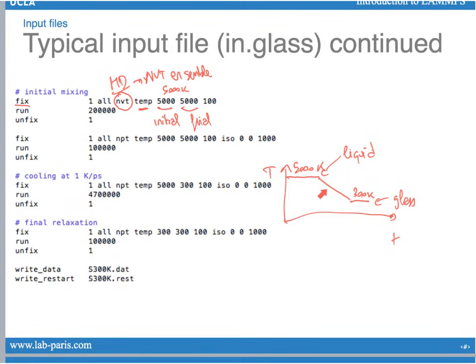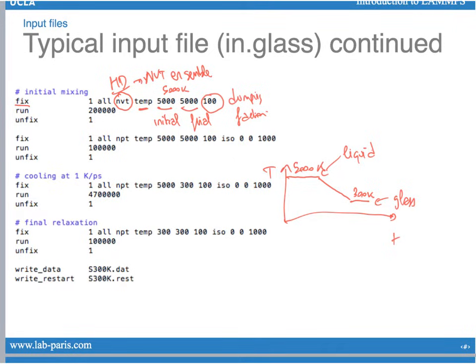But for example, in the cooling stage, we will want to decrease the temperature starting at 5,000 and eventually reaching 300. So in this case, the initial temperature will be different than the final temperature. But whenever the temperature is not changing, those two numbers must be the same. The next thing is that you need to provide this number here. This is the damping factor. We will talk more about the meaning of this factor, but you can think about this number as how often you want LAMMPS to adjust the temperature of your system.